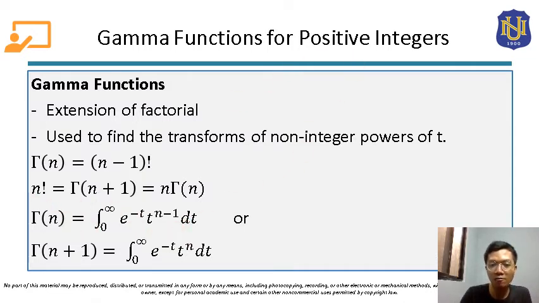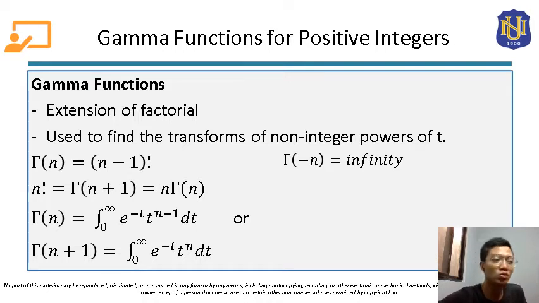Now, for gamma of negative integers, that is actually infinity. The gamma of any negative whole number is infinity. The reason for that is if we apply a negative n here, if we use a negative integer and substitute it here, that will be negative minus 1. So that will be a negative factorial. And just so you know, there is no negative factorial, right?